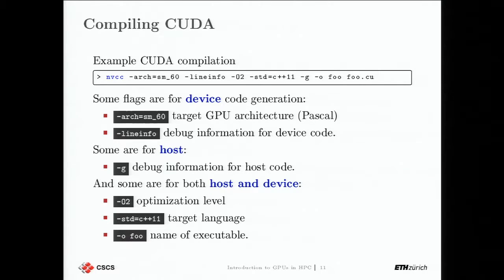Then we've got three flags which are applicable to both. We've got -O2, which is the optimization level. When you say what optimization level you want, it's the same level for both. -std=c++11 lets you tell it which version of the language you want to use, and -o gives the name of the executable.